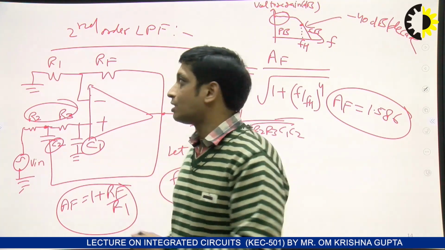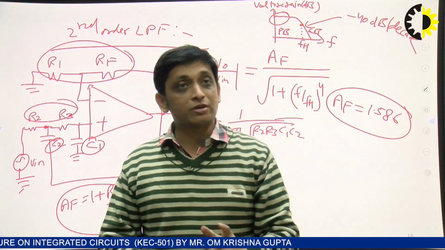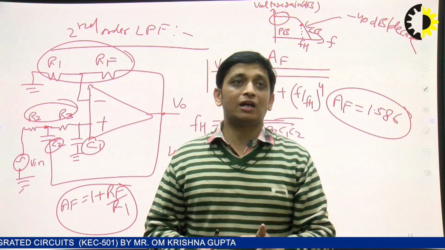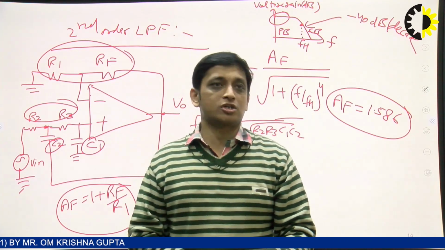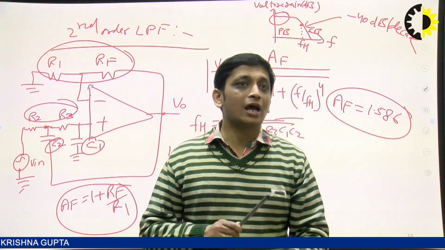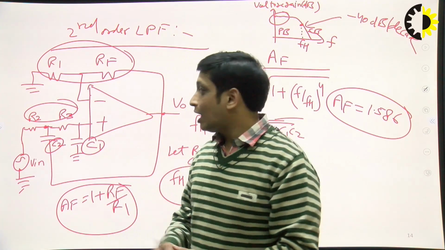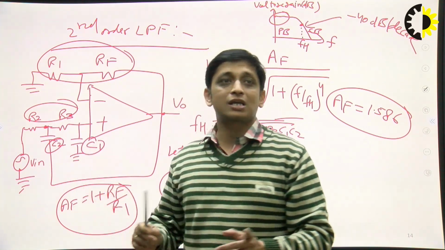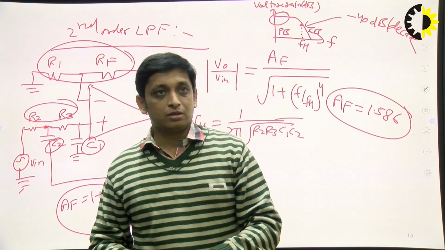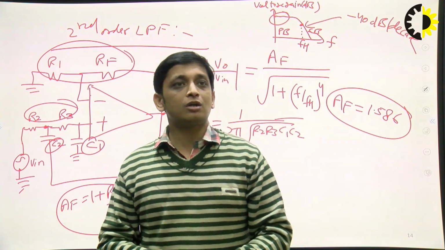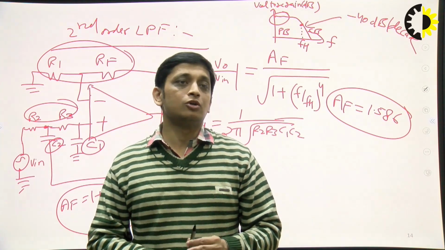But remember that R1 and RF will be the same in both the filters, because the function of R1 and RF is to provide the gain, and the main filter function is performed with the help of R and C in the first order filter and with the help of R2, R3, C1, C2 in the second order filter. The role of R1 and RF is the same in first order and second order low pass, and that role is to provide the gain.